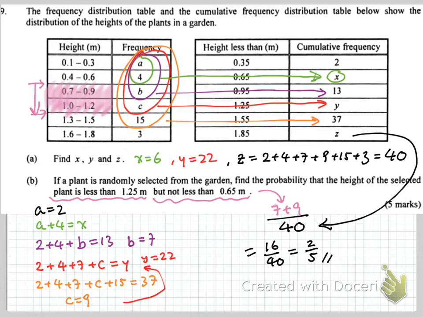Now this is the more difficult question because you have to navigate between the frequency table on the left and the cumulative frequency table on the right. And finally, in part B, you have to cherry pick the suitable boxes that contain the requirement less than 1.25 but not less than 0.65.